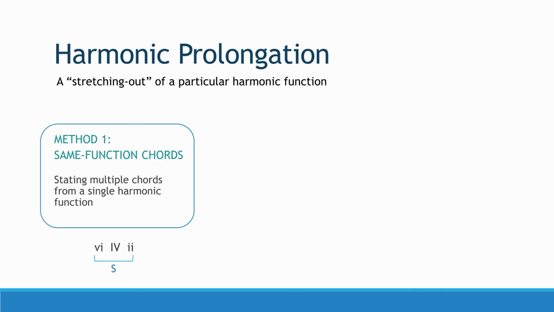The first method of harmonic prolongation is to use multiple chords that belong to the same harmonic function. So in my little Roman numeral example that you can see below the box, our 6 chord, our 4 chord, and our 2 chord, all 3 of those are subdominant function chords. So we can put the 3 of them in a row to create a longer zone of subdominant.